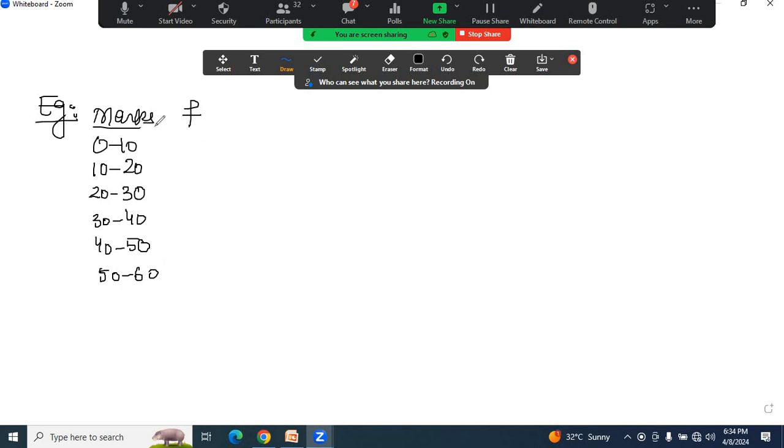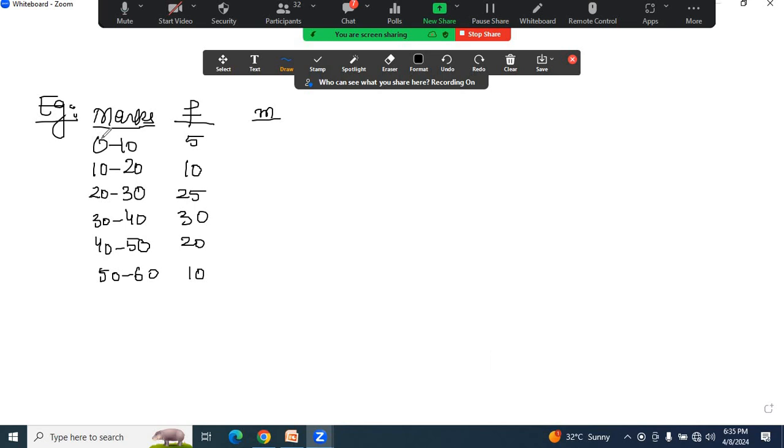And I have frequency, meaning the number of children who have marks from 0 to 10: 5. 10 to 20, 10. 20 to 30, 25. 30 to 40, 30. 40 to 50, 20, and let this be 10. Okay, I want to find the average, but this is a continuous series. So for continuous series, we always find the midpoint.